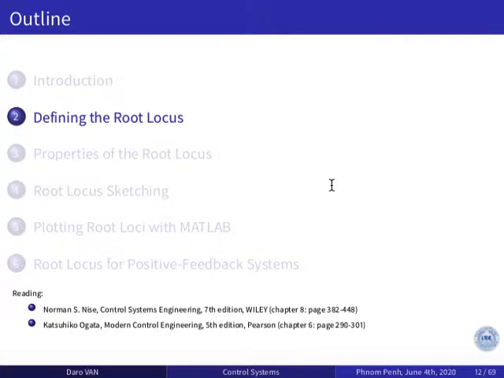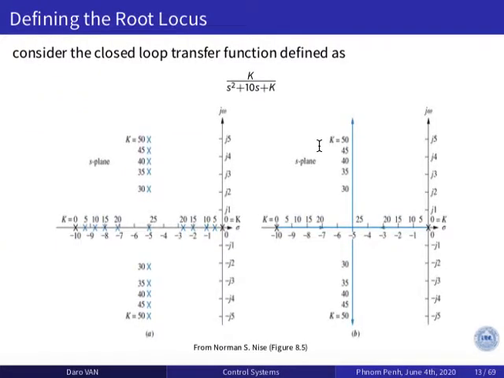This is part 2 of lecture 9, root locus techniques. So in this section we'll begin with defining the root locus, continuing from the previous part. Okay, so consider the closed loop system defined by these transfer functions. As you can see, it is a function of k. So the location of the poles will vary depending on the value of k.